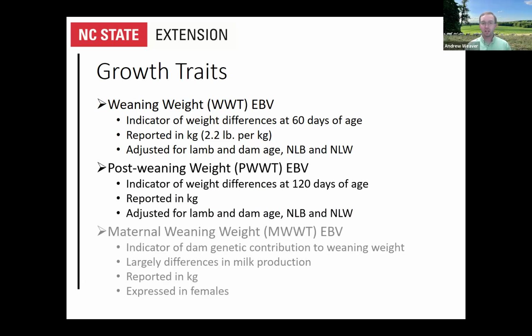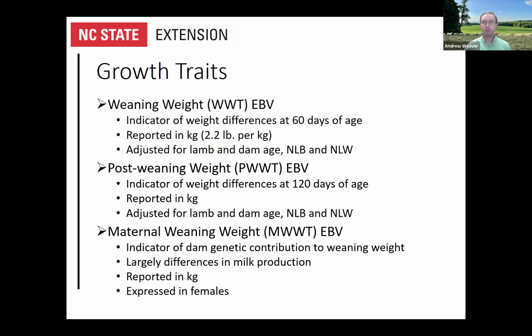Maternal weaning weight is a little bit of a tricky one. And these are our meat sheep, right? And so we're not out there milking them every day. And so to help us predict or give us an indicator of potential differences in milk production, we use a trait called maternal weaning weight. And it's essentially the dam's contribution, their genetic contribution to weaning weight.